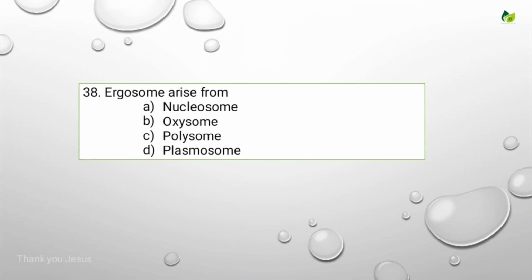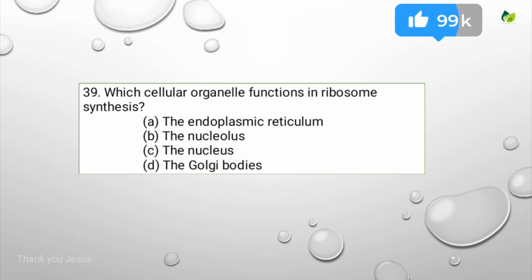Ergosome arises from? Options are nucleosome, oxysome, polysome, plasmosome. For this, the correct answer is plasmosome. Let's see the next question. Which cellular organelle functions in ribosome synthesis? Options are the endoplasmic reticulum, the nucleolus, the nucleus, the Golgi bodies. For this, the correct answer is the nucleolus.